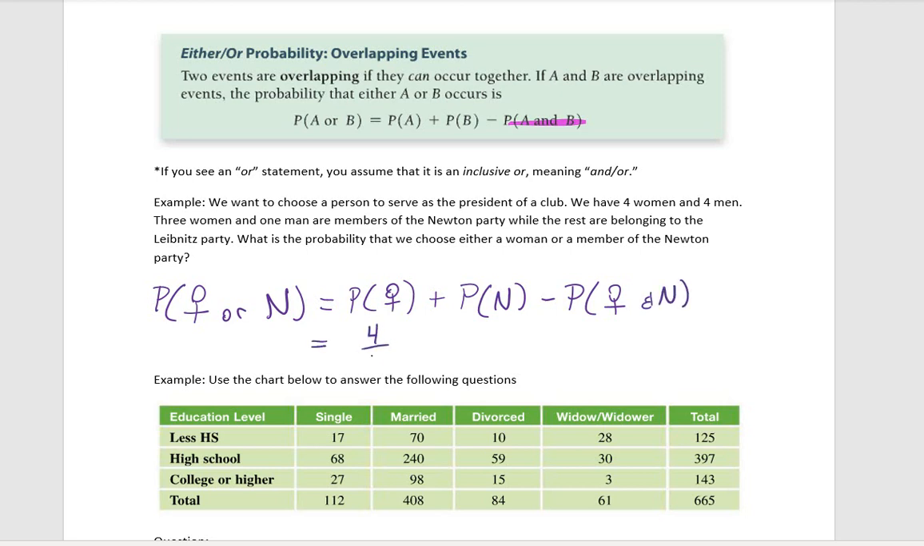So, out of the 8 people, 4 are women. Out of the 8 people, we have 3 women and 1 man that belong to the Newton Party, so that'd be 4 out of 8. Now, if we just stopped here, we would have 4/8 plus 4/8, which would give us 100%. So that means that there's a 100% probability that we choose either a woman or a member of the Newton Party. That's not true. So, the error that might have occurred is we forgot that we have to uncount this double count. So, we have to uncount the probability that we choose a woman who's also a member of the Newton Party. So we have 3 women part of the Newton Party, so that'd be minus 3 out of 8. And we would get 5/8 for our solution.